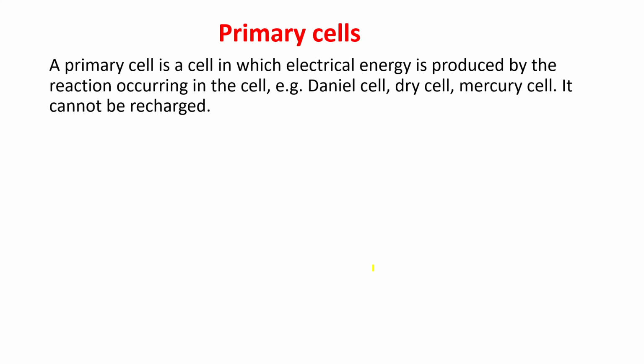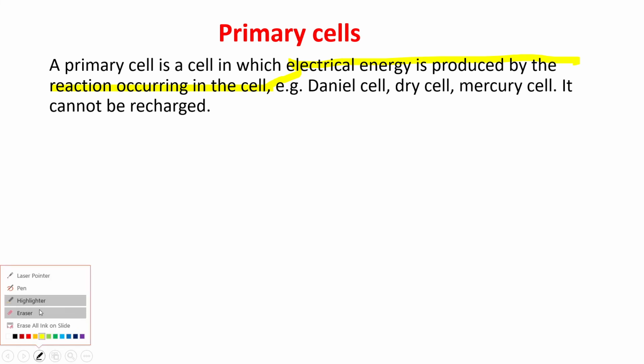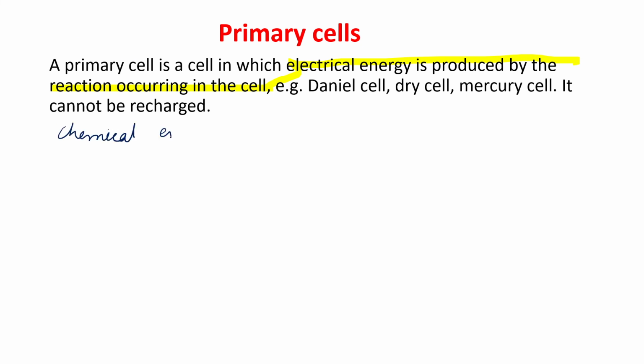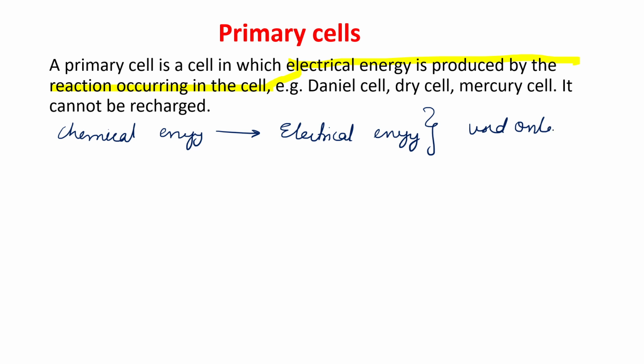So now we'll discuss some types of cell, talking about the primary cells. A primary cell is the one in which electrical energy is produced by a chemical reaction, or we can say it is a galvanic cell. Here chemical energy is converted into electrical energy, and the charge is used only once, it cannot be recharged.